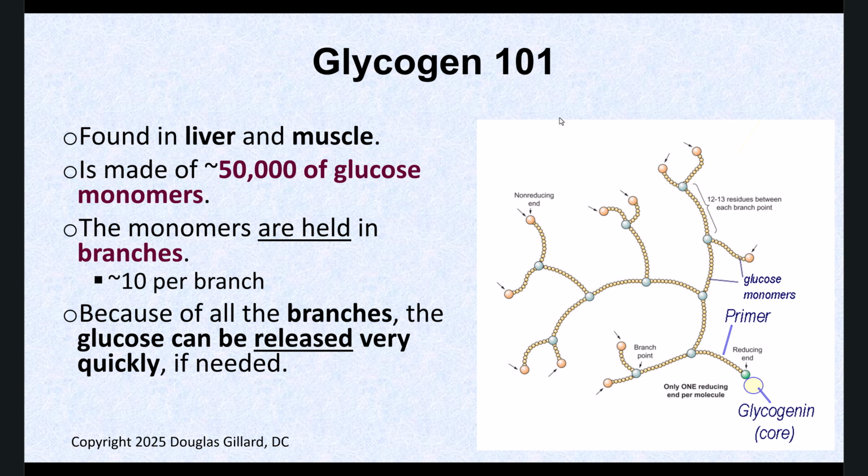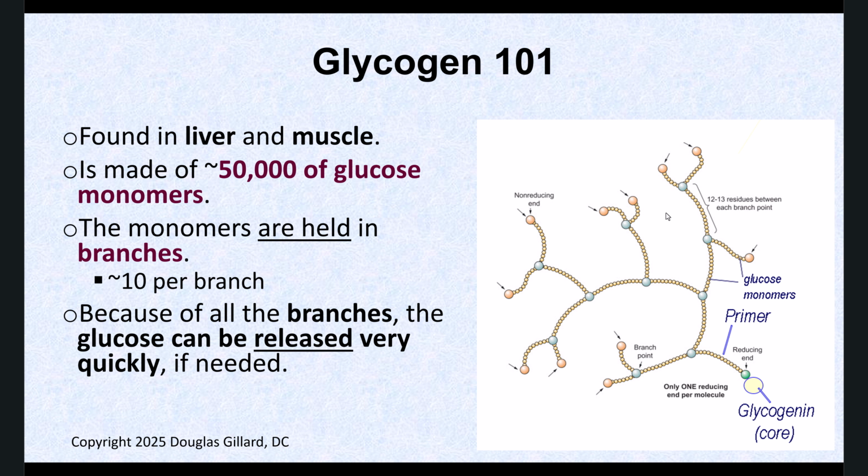So some fun facts about glycogen. It's found in the liver and muscle. It's made of about 50,000 glucose monomers. So one molecule of glycogen contains 50,000 glucose monomers. And what's a monomer? Each one of those yellow dots is a monomer. It's just a glucose unit, you could call it. This drawing's a little bit off, but the glucose beads typically don't go more than about 10 per branch. And then there's something called branching enzyme, which will create a new branch.